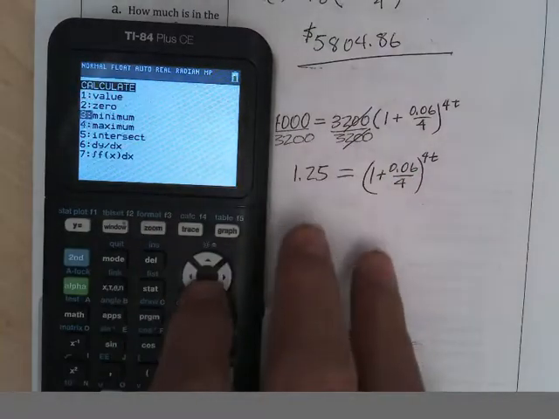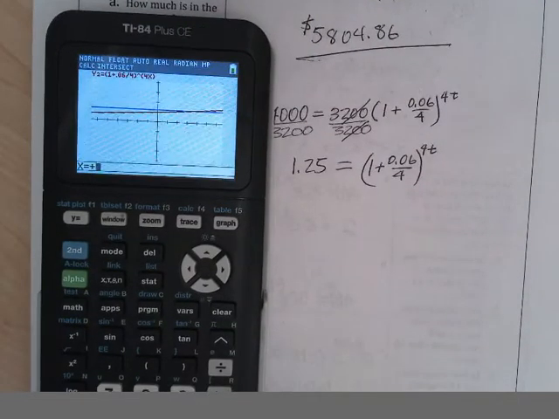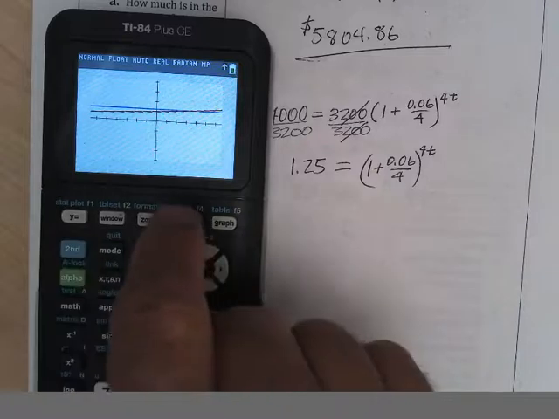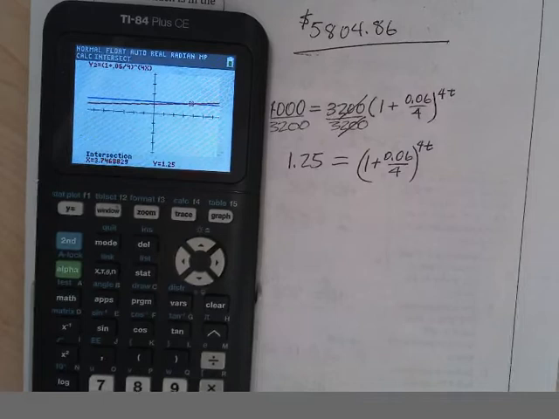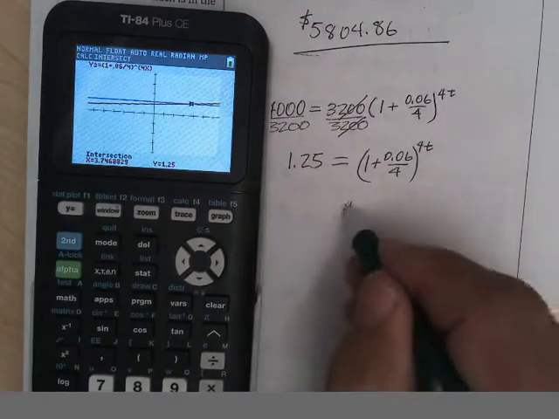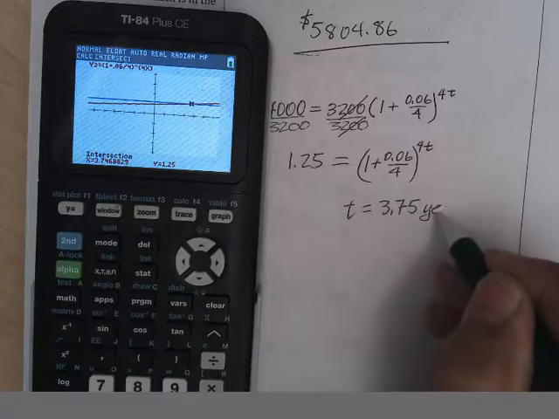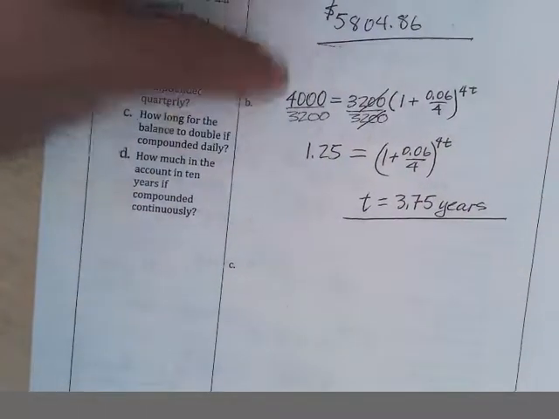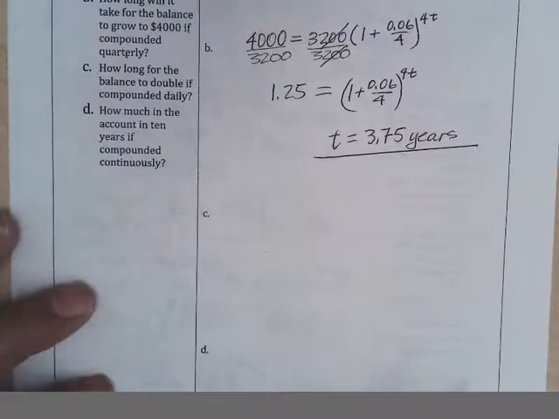Second, calculate the intersection, or just tap on it if you're doing Desmos. Enter, enter, and enter. Oops, messed it up. Second, calculate the intersection. Enter, enter, enter. And it tells me t would be 3.75 years. It would grow from 3,200 to 4,000 in 3 3/4 years. That probably sounds like a lifetime for a college student.